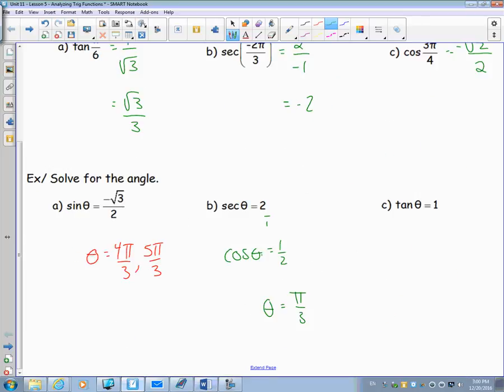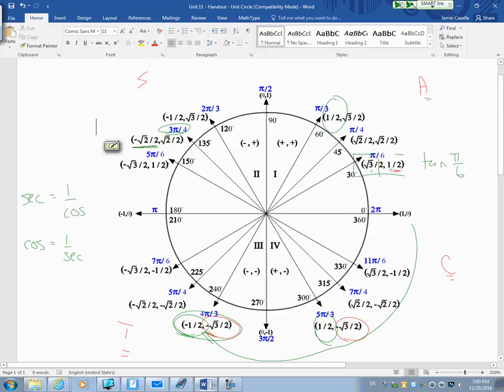And hopefully this is coming back a little bit. And then the last one. Where is tan equal to 1? Now this one is again kind of tricky because I'm not really set up for tan. I can find where tan is positive by using my CAST rule. It's positive in the all quadrant and the T quadrant.